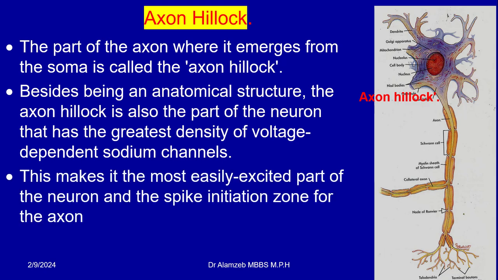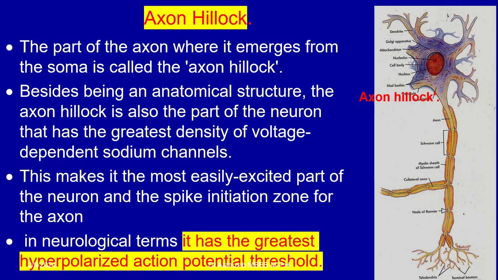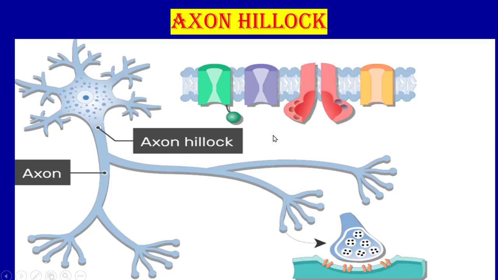This makes it the most easily excitable part of the neuron and the spike initiation zone for the axon. In neurological terms, it has the lowest action potential threshold, as it contains more sodium, so this area is more excitable. This is the enlarged picture: the soma, and this is the anatomical structure which originates from the soma, called the axon hillock, and it contains a large number of sodium channels that make it the most excitable part of the axon.